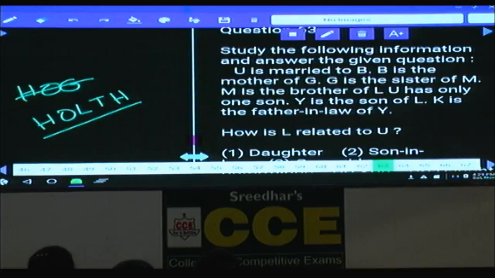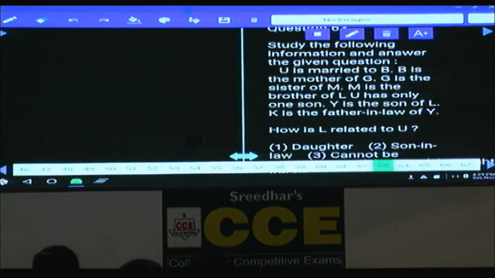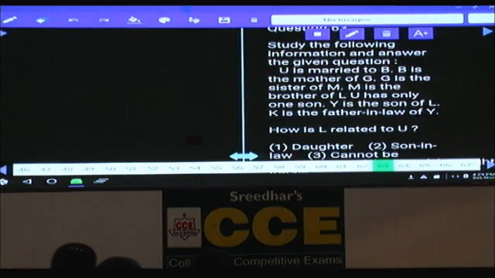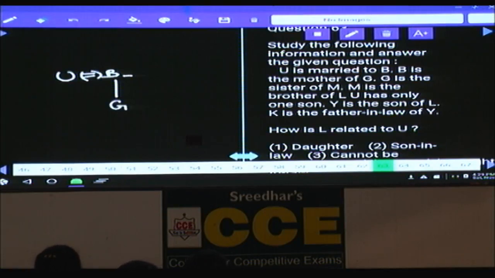Blood relations. 3 questions on blood relations here. Now in this, U is married to B. U and B are a married couple, and B is the mother of Z. G is the sister of M. M is the brother of L. U has only one son, that is M.